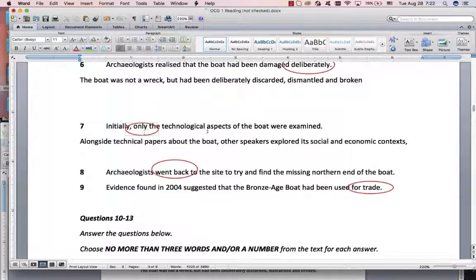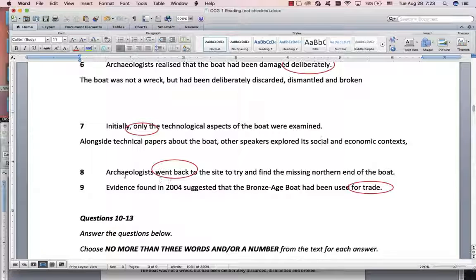Was it only technological aspects were examined? There's examined. Explored and examined are the same. Alongside technical papers, other speakers explored its social and economic. So it wasn't only technological. Alongside, in addition to technical papers, there were also social and economic. So only, no. And that means that must be false, because it was not only.